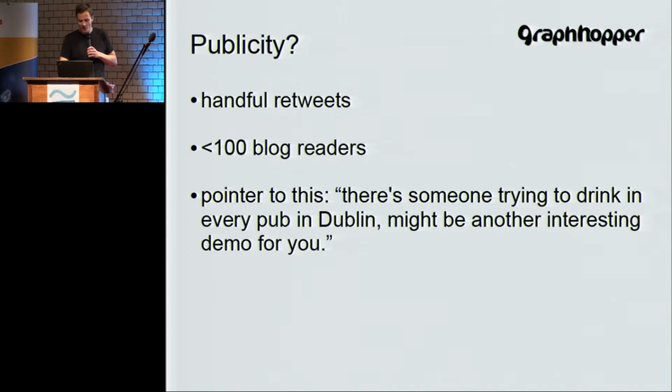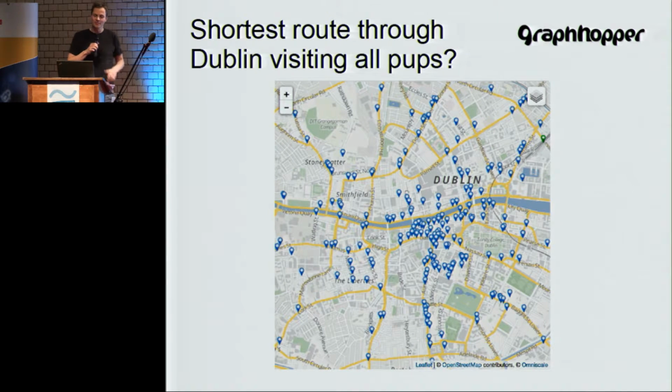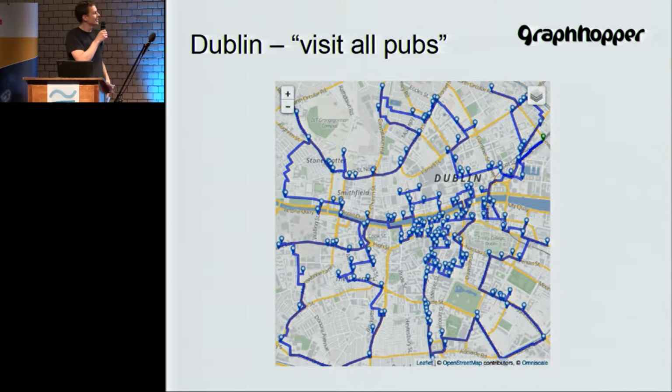And so we reformulated the problem and we searched for the shortest route through Dublin, visiting all the pubs. And this is a completely different problem. So the first one is a least cost path problem, and this is a traveling salesman problem with entirely different properties. And we came up with this nice round trip.